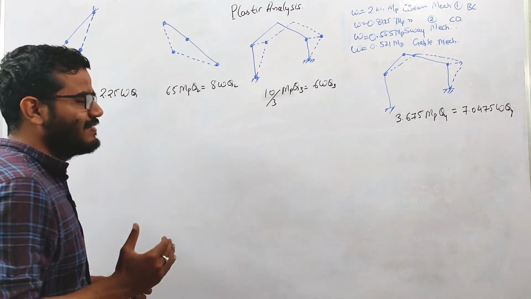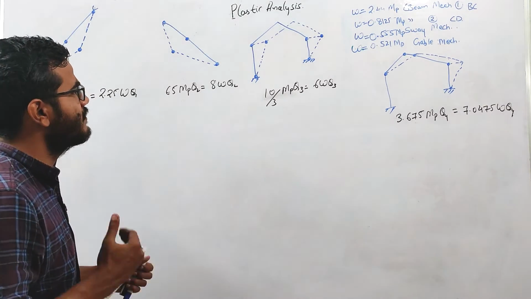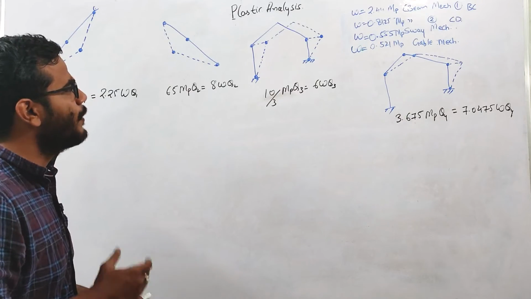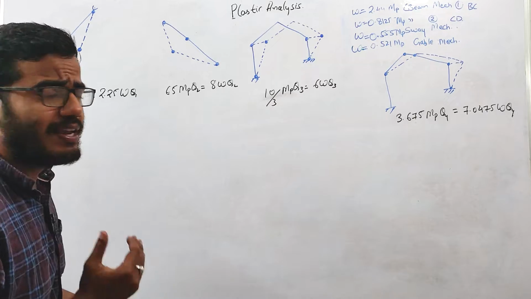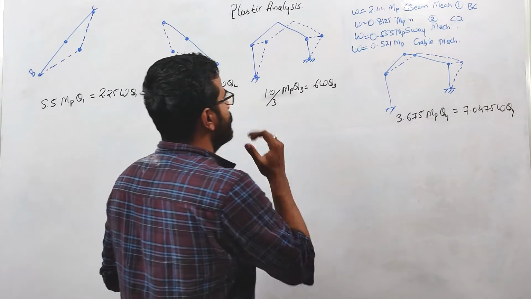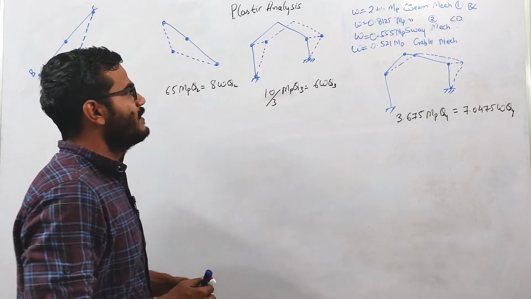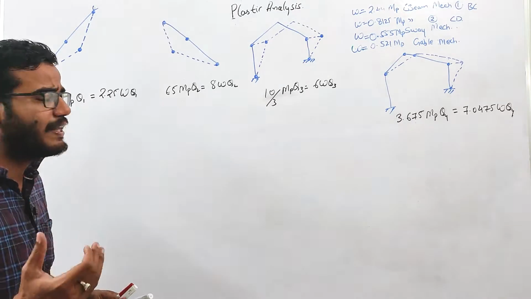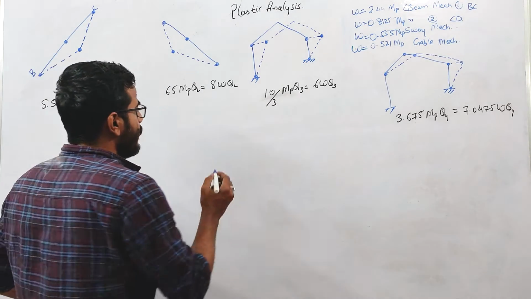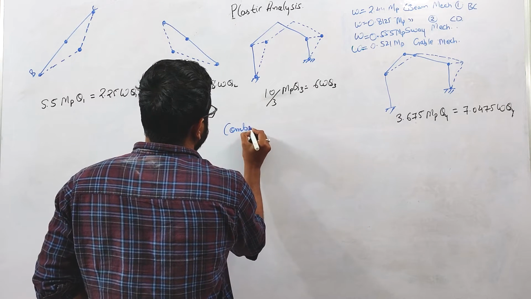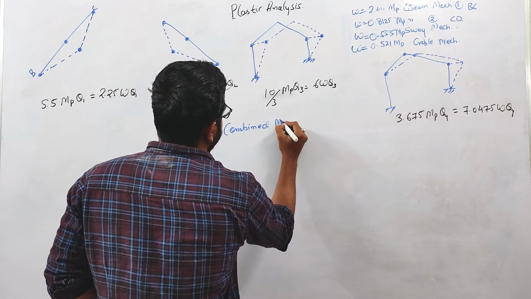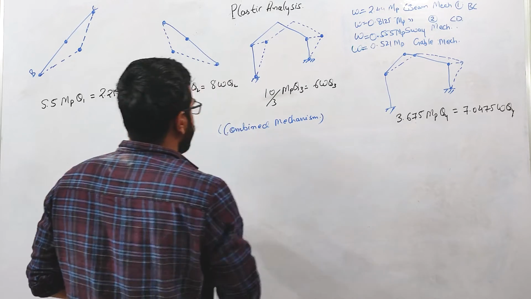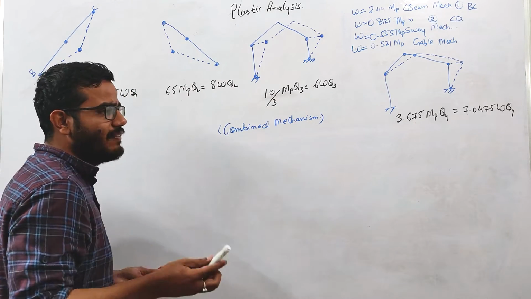So guys, in the last lecture, we discussed these independent mechanisms. Okay, and corresponding to these independent mechanisms, we calculated the collapse load W. Right. So in this lecture, we will be combining these mechanisms to get the critical value of the load. Okay. So in this lecture, we are going to discuss the combined mechanism. And the purpose of combining the mechanisms is to get the critical value of the load.